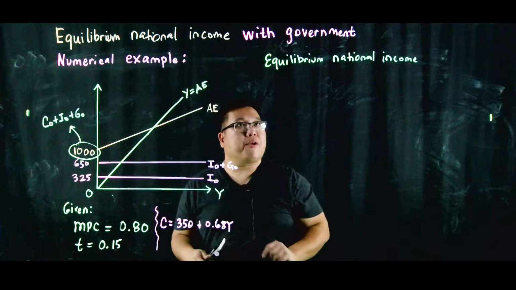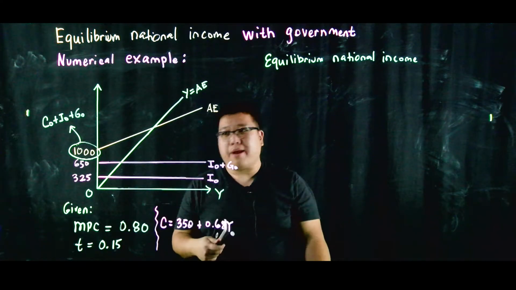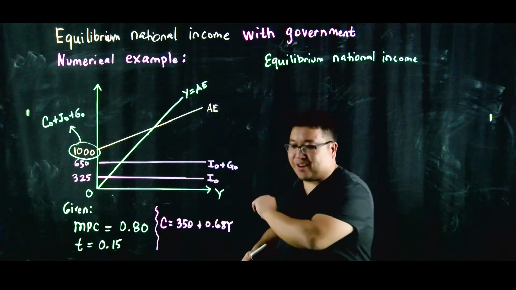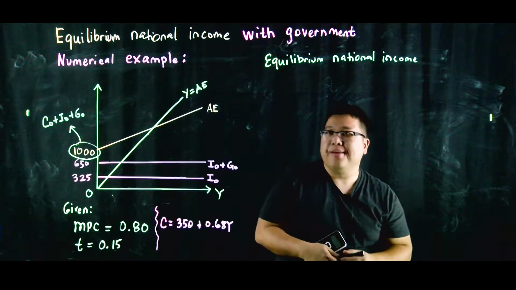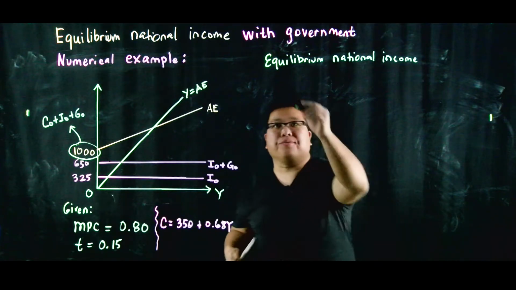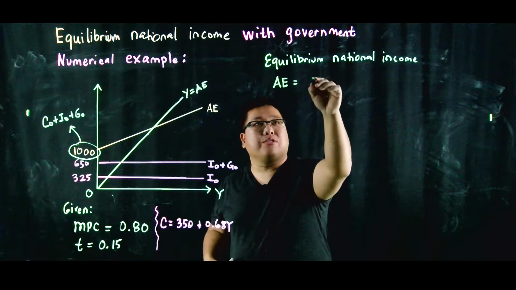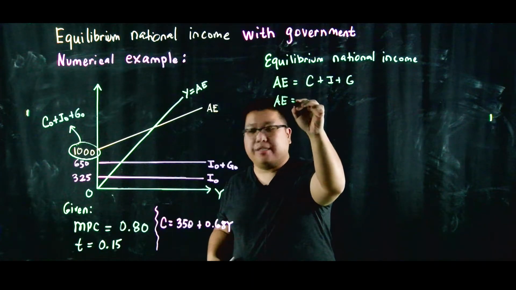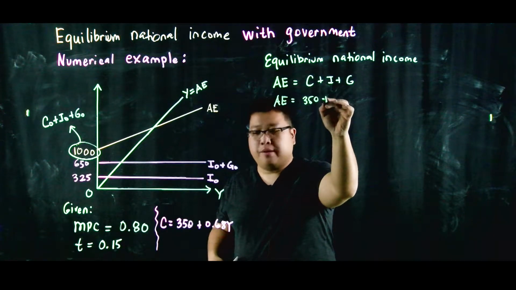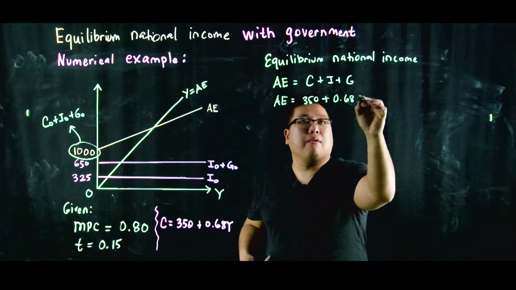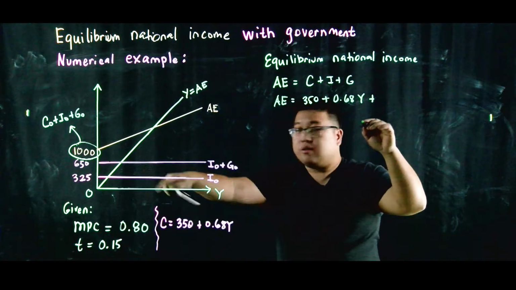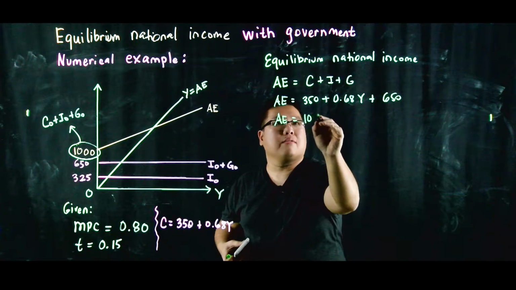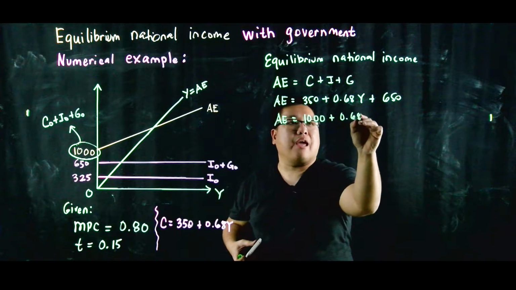All right, so next we're going to solve for equilibrium national income. We know previously that our aggregate consumption function looks like this: 350 plus 0.68 y. So let's first write the AE function. AE equals C plus I plus G. We know what C is, it's right here. So AE is equal to 350 plus 0.68 y plus 650. So AE is simply 1,000 plus 0.68 y.